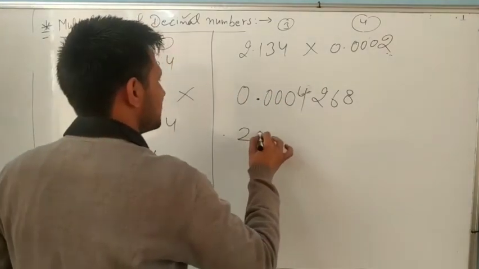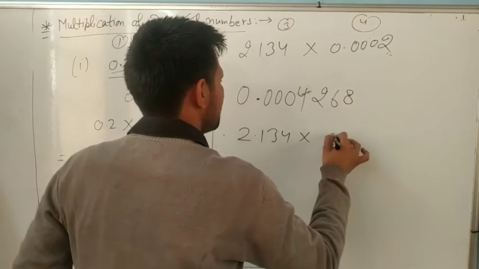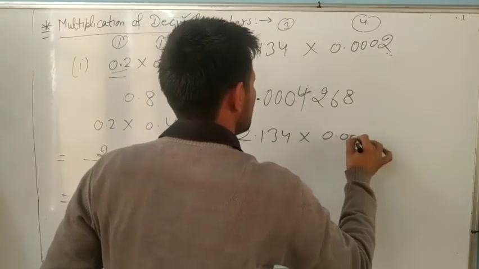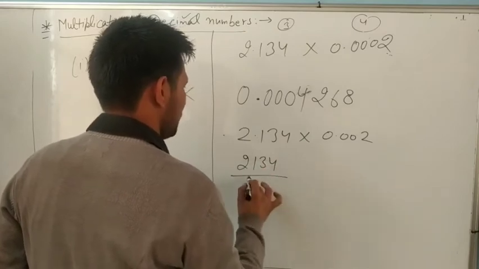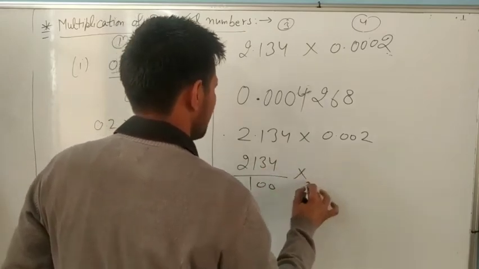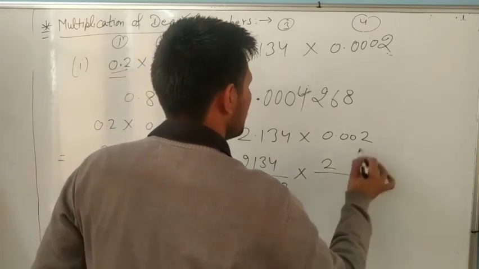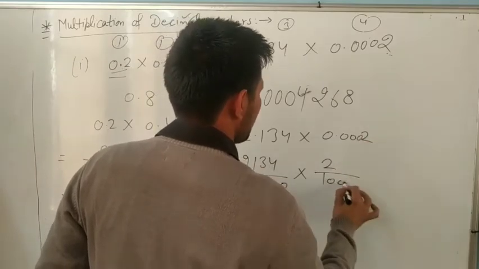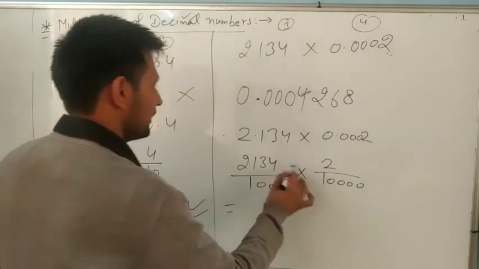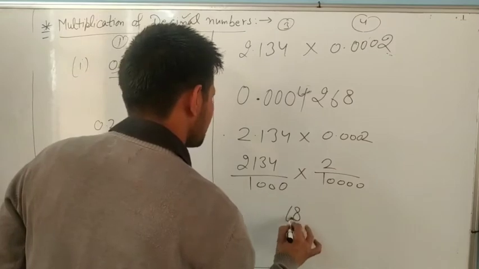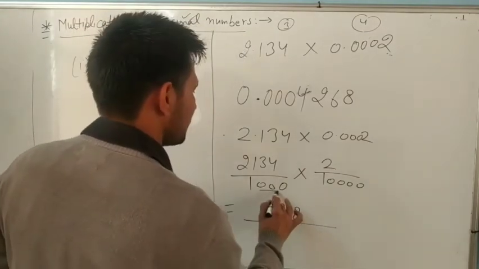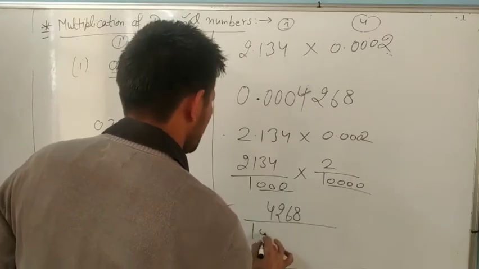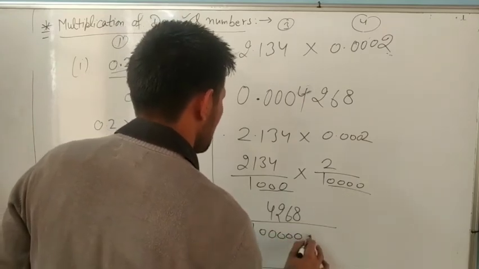Otherwise, you can do it like this. Multiply 2134 by 0.0089, which we can write as 89 divided by 10000. How many 0s? 1, 2, 3, 4. Multiply 2 into 4, 8, 6, 2, 4. How many decimal places? 3 plus 4, 7. 1, 2, 3, 4, 5, 6, 7.